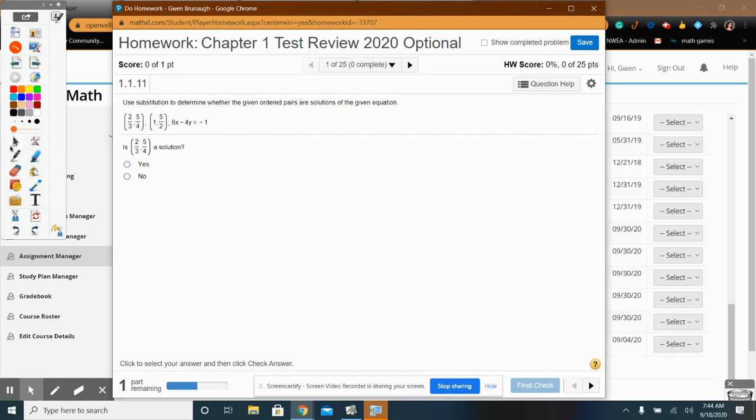Okay, on the first problem, you're going to use substitution to see if it's a solution. And remember, if you plug it in and it's true, the answer is yes. And if you plug it in and it's false, it is no. You will have to show some work here. So you're going to plug the 2/3 in for x, so 6 times 2/3.